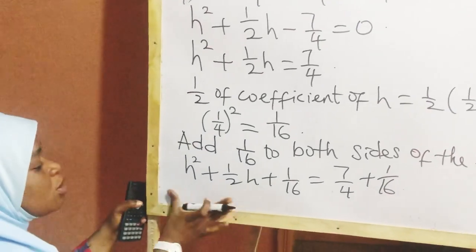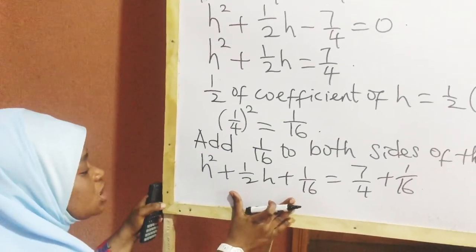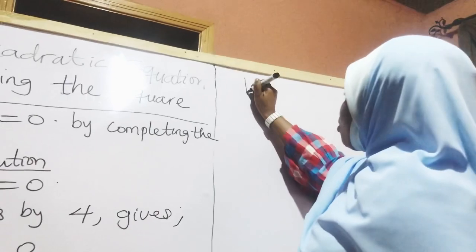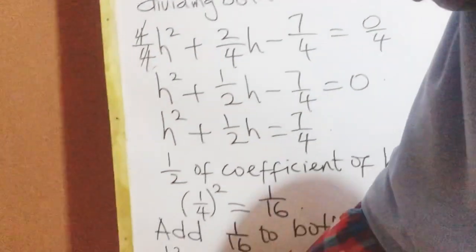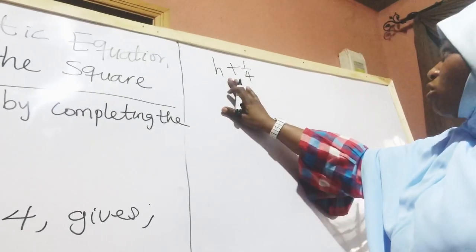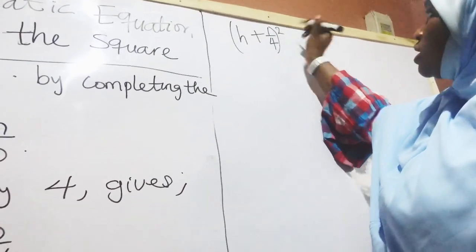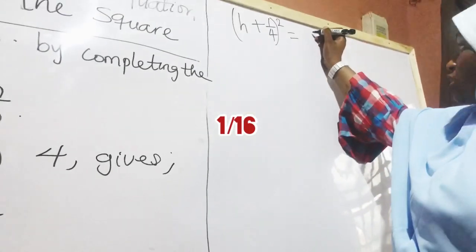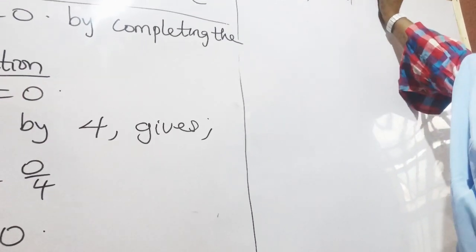So this one has become a perfect square, and we can write it in perfect square form. You take h, then find half of the coefficient of h, which is 1 over 4, and put it there. If it is negative, you put negative; if it is positive, as we have here, you put positive, then bracket it and square it. If you expand it, it must give you back h squared plus 1 over 2h plus 1 over 16. So it is equal to 7 over 4 plus 1 over 16.